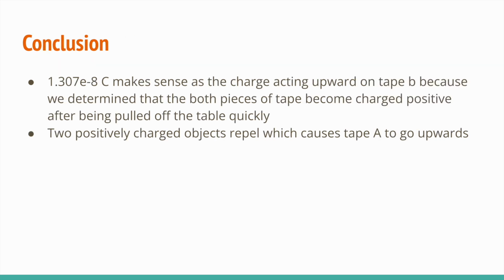1.307 times 10 to the negative 8th coulombs makes sense as a charge acting upwards on tape B, because we determined that both pieces of tape become positively charged after being pulled off the table quickly. Two positively charged objects repel, which causes tape A to go upwards.